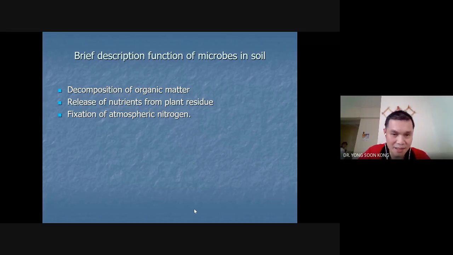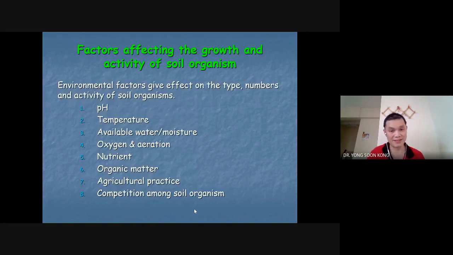However, if you look at bacteria, earlier we explained there are two types: heterotrophic and autotrophic. The autotrophic ones are the ones that are capable of generating nutrients. Okay, so don't confuse yourself between the functions of these different organisms. You have to clarify.